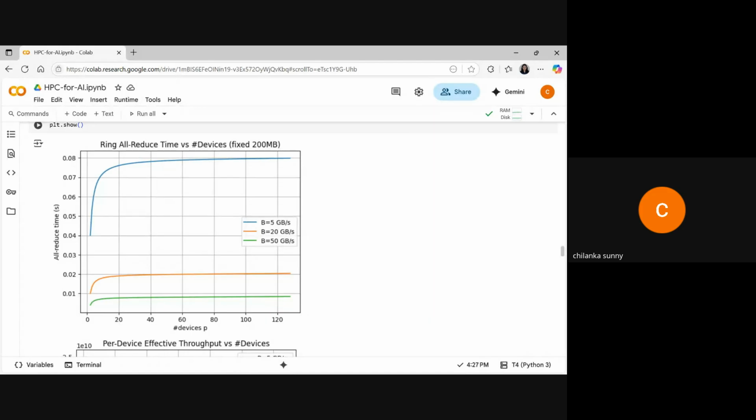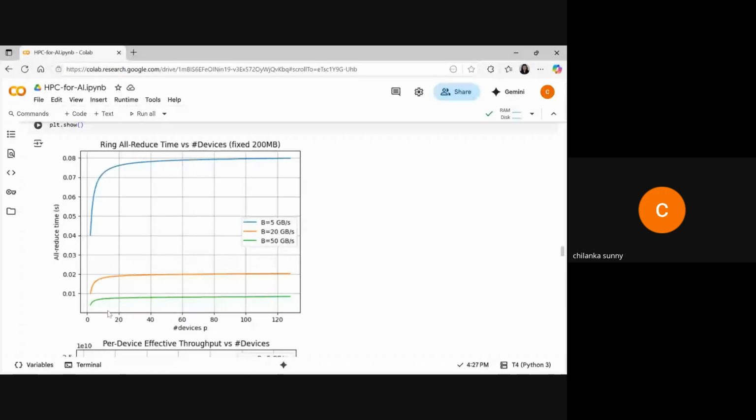So as we have more devices added, the communication cost also increases, because that many communications need to happen. So it will definitely increase, but later it will reach a saturation point, and the same trend is seen in the other bandwidths as well. But with higher bandwidths, we are seeing much lower all-reduce time. Obviously, we'll get the least runtimes with the highest bandwidth, but the trend remains the same.